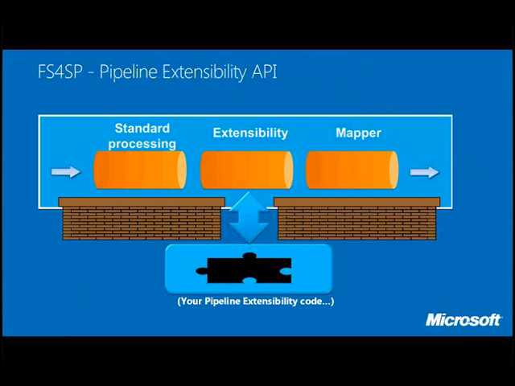So as the standard processing comes through, we get to that extensibility stage. It throws it out through the wall, if you will, the brick wall in this case, to my pipeline extensibility code, which I then submit back the decorations that I want to put into the document, and then it goes to the mapper. Okay, so this is where it fits within the pipeline that we were talking about.